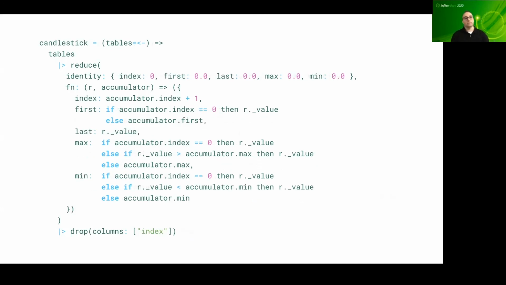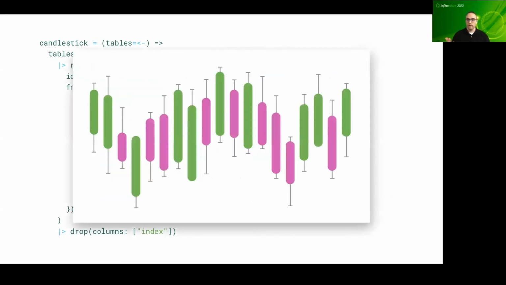Another custom transformation using reduce is candlestick. And if you don't know what a candlestick is, it's used to generate these type of graphs. They're typically used in financial, or to visualize financial data. They represent the min, max, and the opening and closing stock prices within a trading period. Generally, they can be used for other things as well.